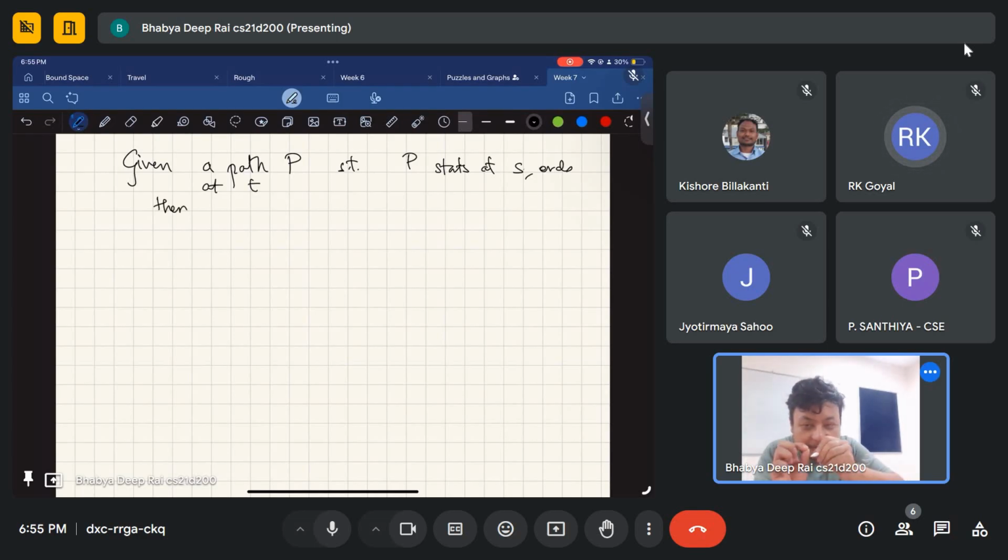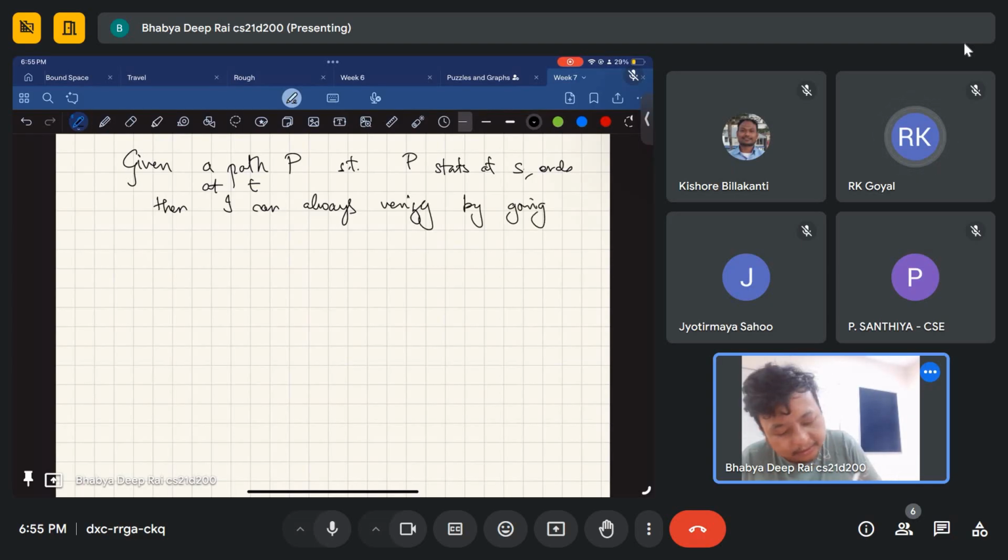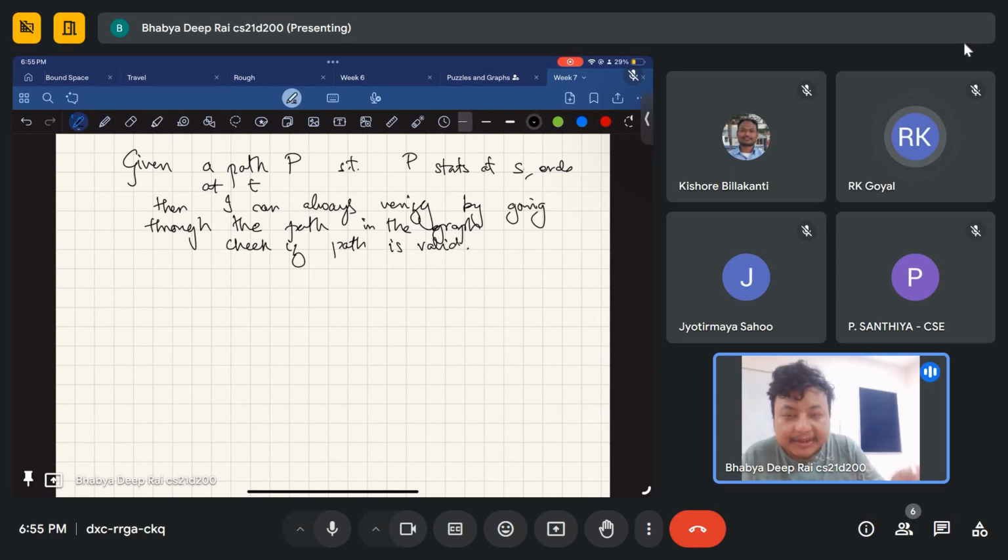I just look at it step by step. Then I can always verify by going through the path in the graph. I can always go through the path in the graph and check if the path is valid. So the solution can be verified.